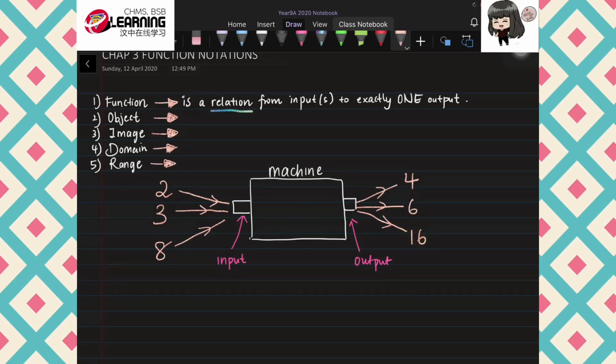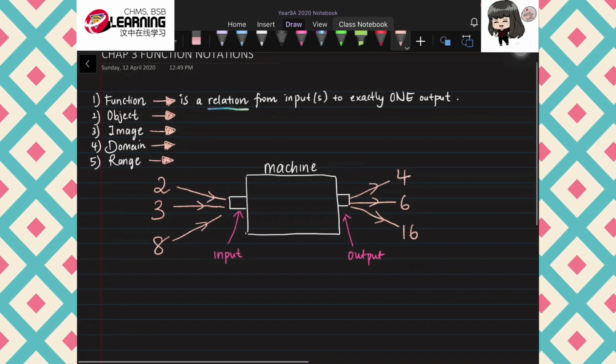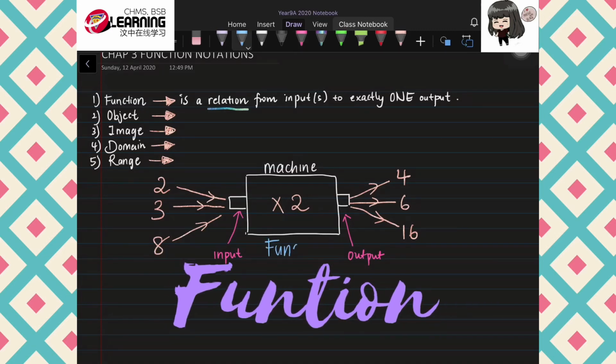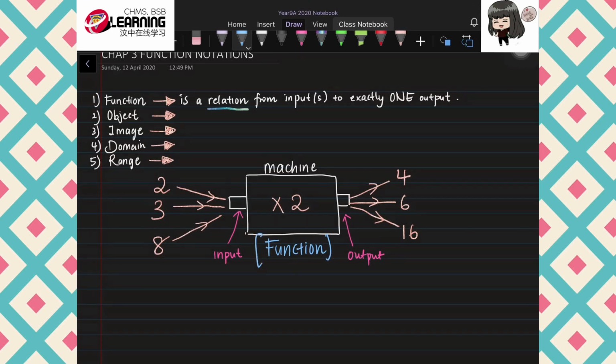So we know that this machine takes an input and gives you an output. This machine's function is times 2. 2 times 2 gives you 4. 3 times 2 gives you 6. 8 times 2 gives you 16. This machine, we call it a function. This machine generates a function.